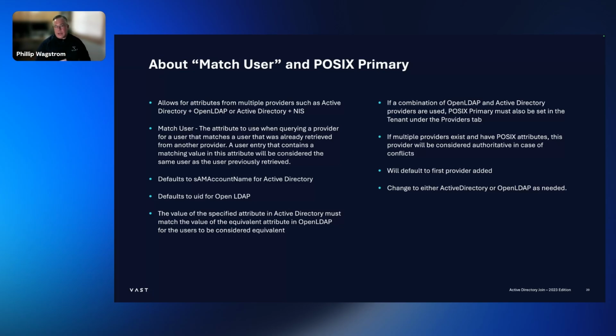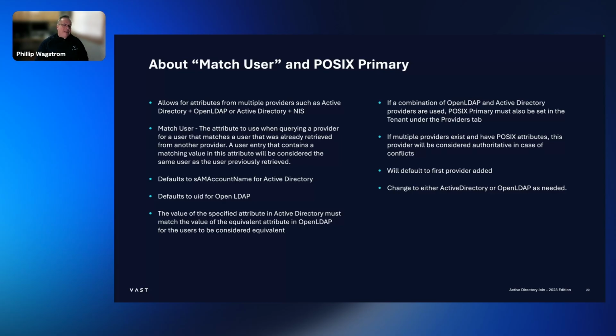We can also define which one is the primary for that. So maybe if there's a case where I've got the Unix attributes defined in both, and I'm in migration, I can define which one is going to be the POSIX primary for that. But we'll use this match user to match those two together and stitch those two providers together to give us those cross-protocol identities.